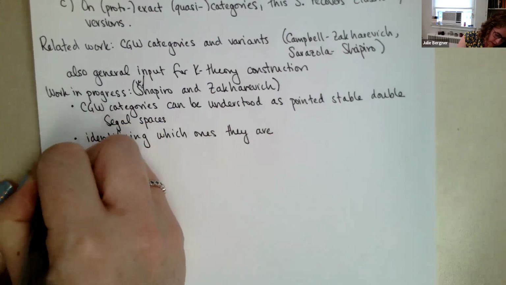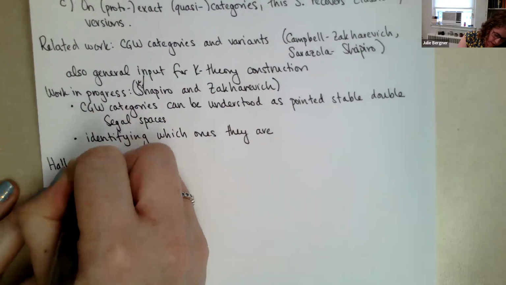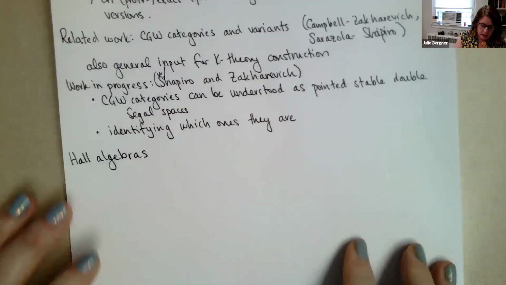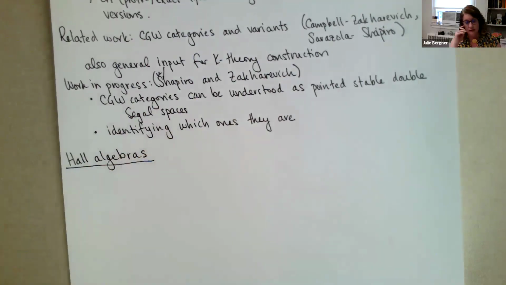All right. So now I want to talk about Hall algebras. And I'm going to motivate these. I don't expect that these are necessarily familiar to people at all. So let me talk about just their classical definition, and why people in representation theory care about them.